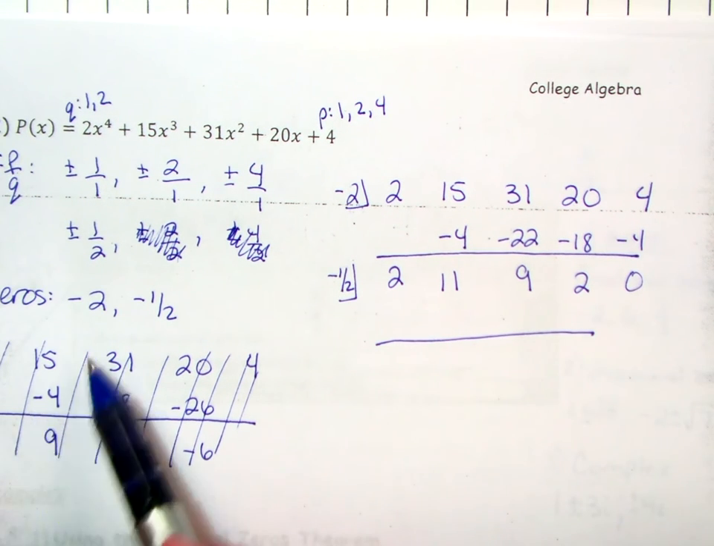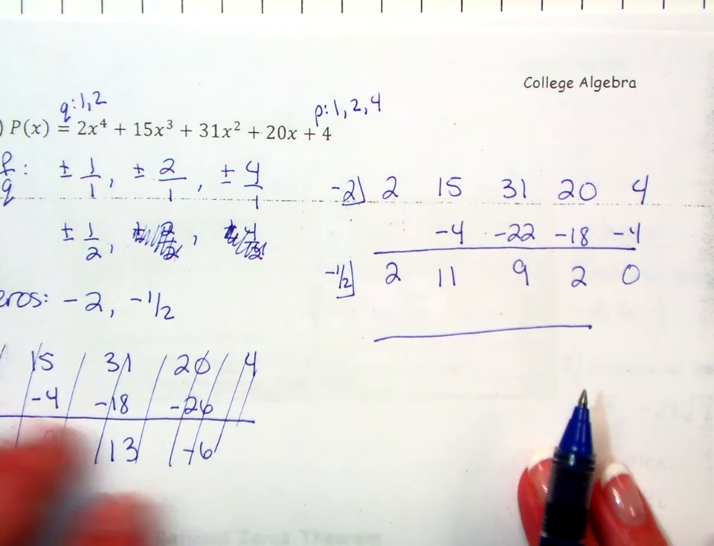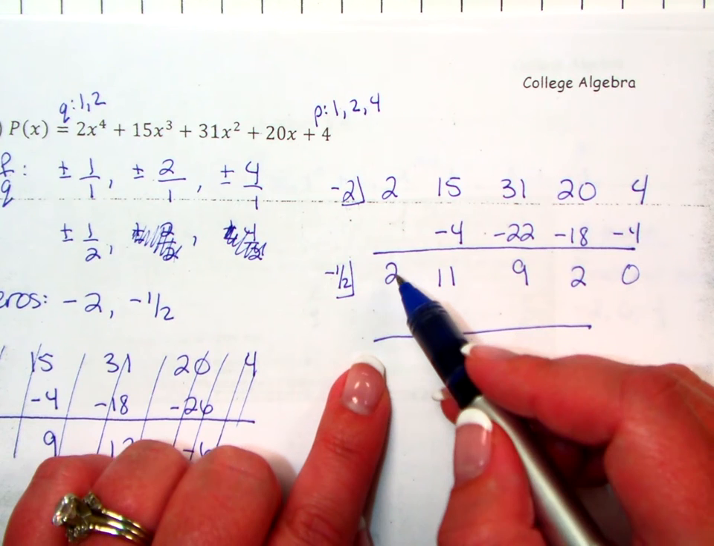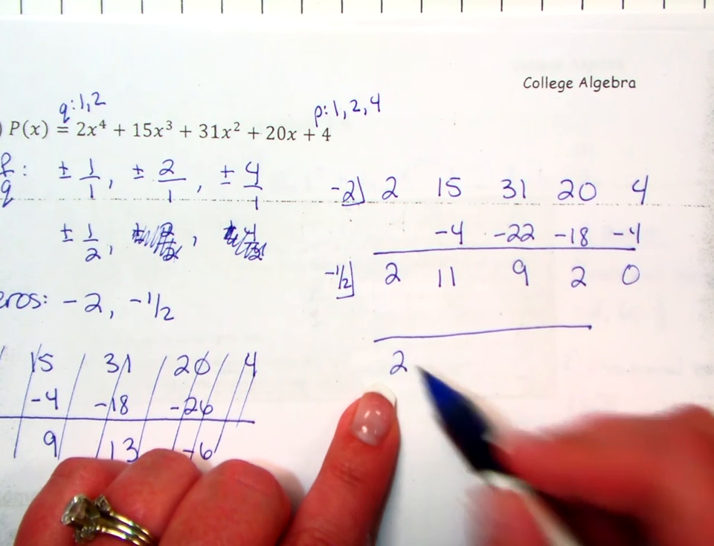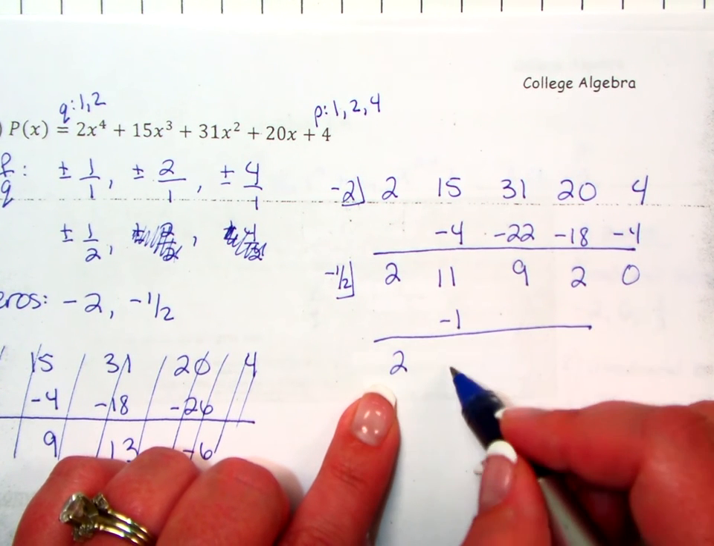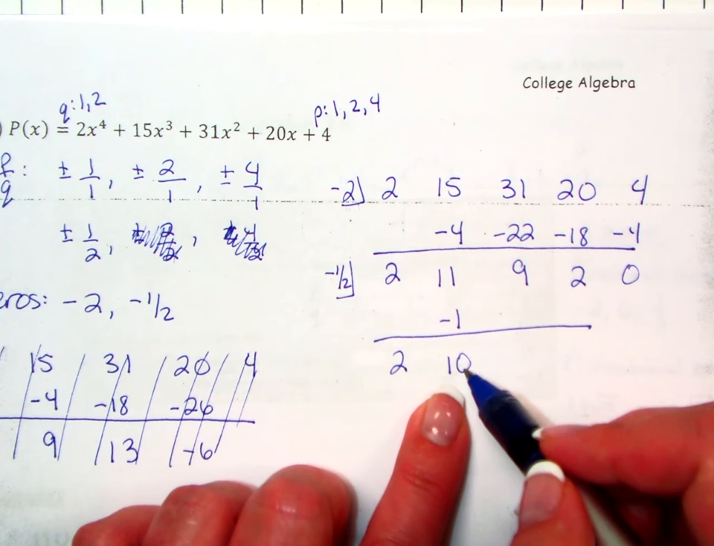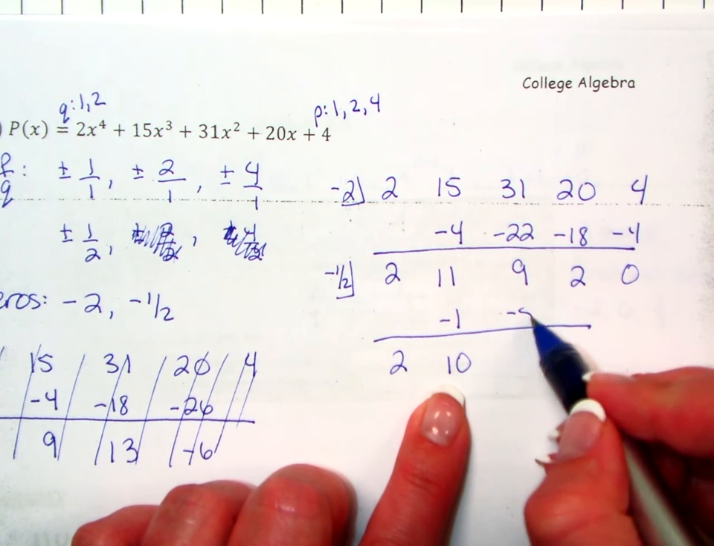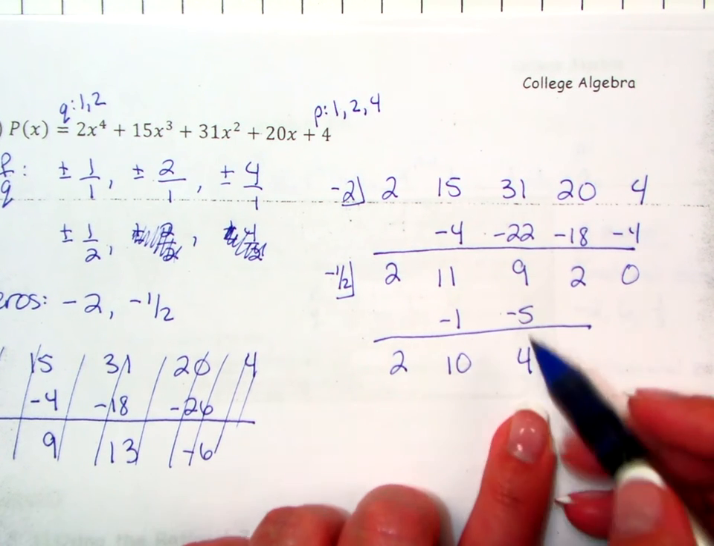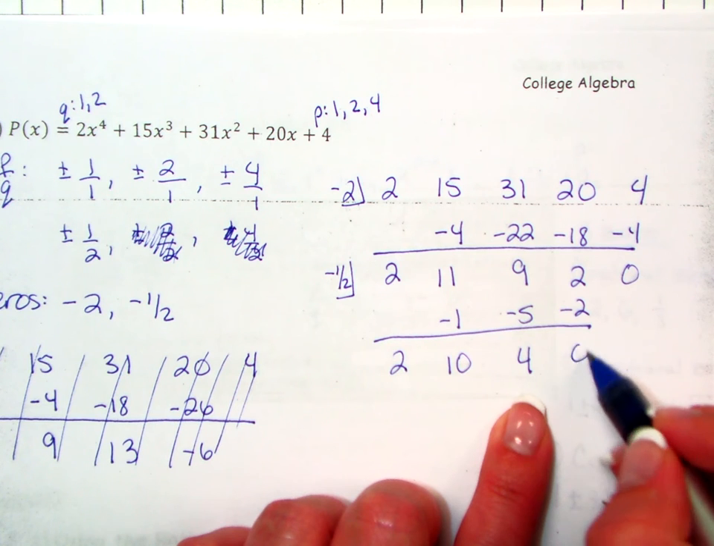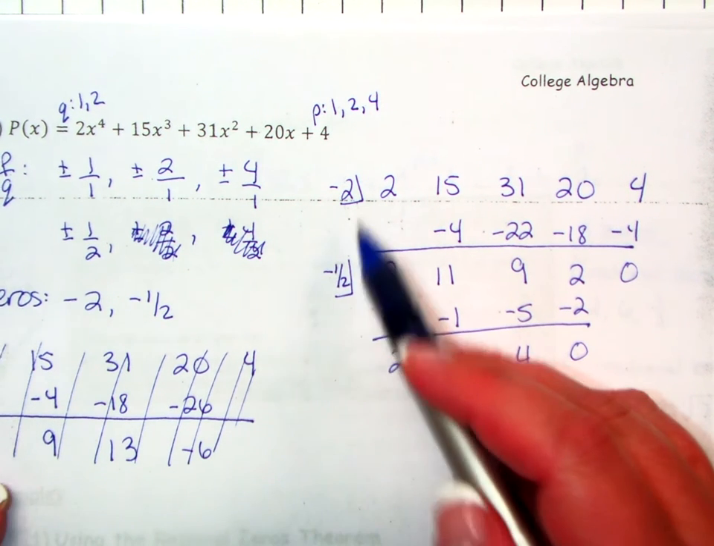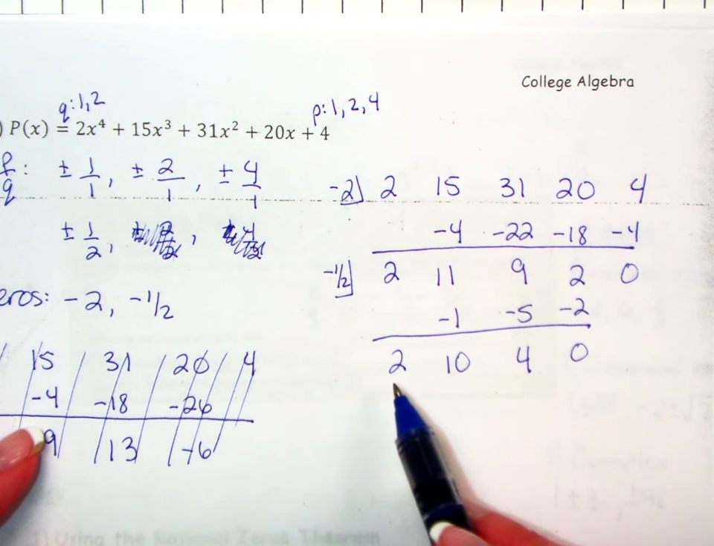All right, so now I'm going to divide the answer by -1/2. I think if I was smart, I would erase this video and start over, but I don't want to do that. Okay, let's go ahead and add down. Multiply. -1/2 times 2 is -1. Add down. -1/2 times 10 is -5. Add down. -1/2 times 4 is -2. Add down. All right, so I know these two work, right? And here is my quotient.